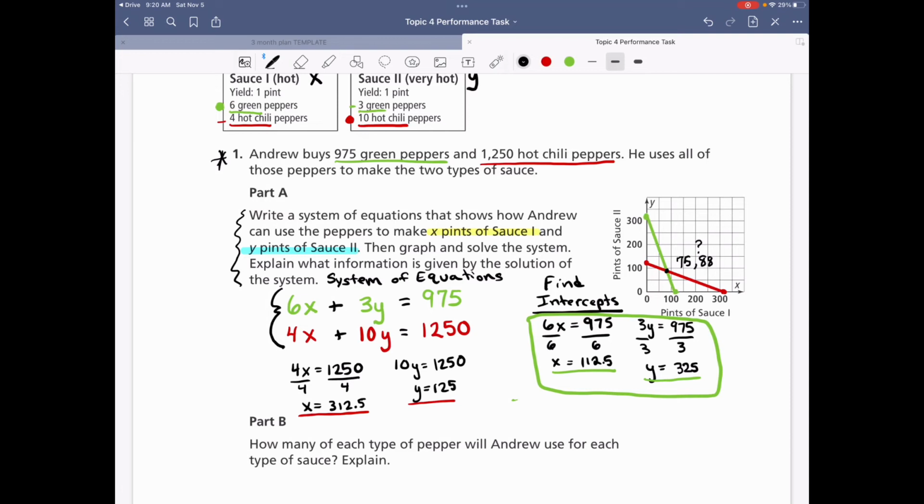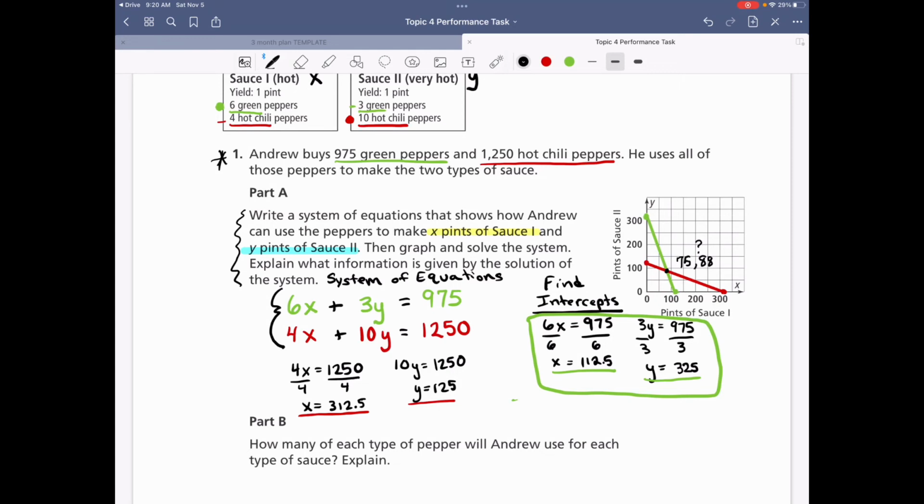So in my calculator, I'm putting 6x plus 3y equals 975. It's way outside my window. It's not even showing up on my calculator yet. 4x plus 10y equals 1250. And now I have to change my window because it's way zoomed out. And then I click where they intersect. Oh wow, I'm way off. It's actually 125 and 75.